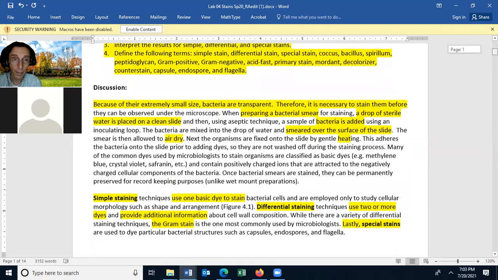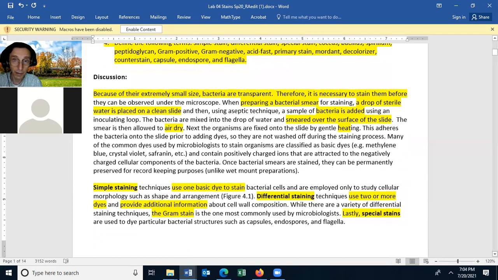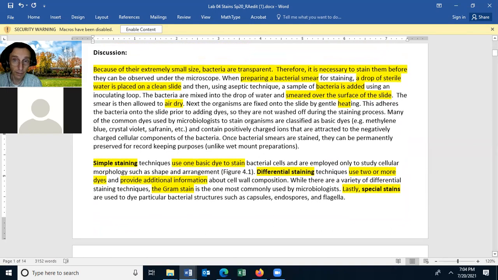Oops, too far. Because of their extremely small size, bacteria are essentially transparent. Therefore, in order to see them under the light microscope, it is necessary to stain them before they can be observed. So when you're going to stain a slide, you first have to make or prepare a bacterial smear. How you do that is you add a drop of sterile water on a clean slide, and then you add the bacteria to the drop of water.